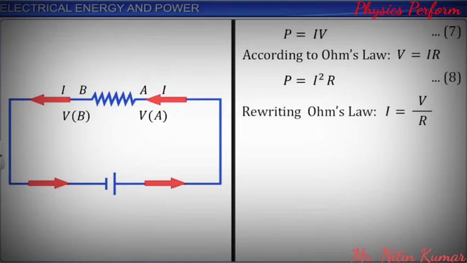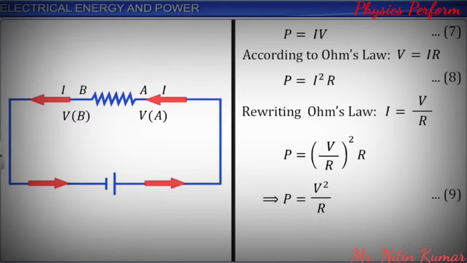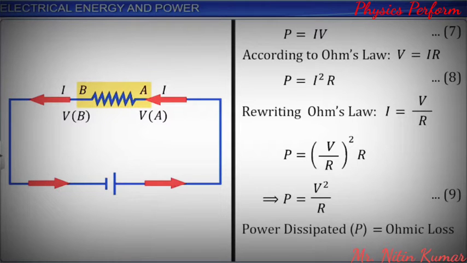Ohm's law can be rewritten as I is equal to V by R. Substituting the value of I in equation 8, we get P is equal to V by R whole square into R. This implies that P is equal to V square by R. Let this be equation 9. P, which represents the power dissipated or lost, is also called ohmic loss in a conductor of resistance R carrying a current I.